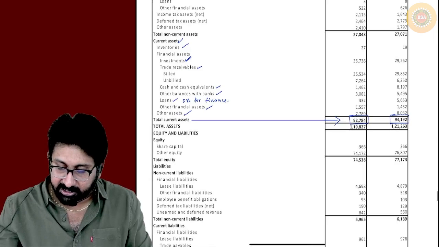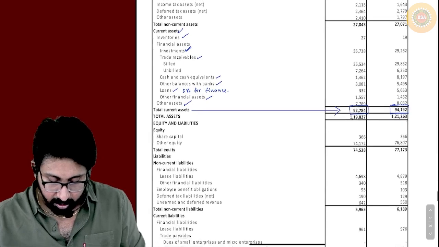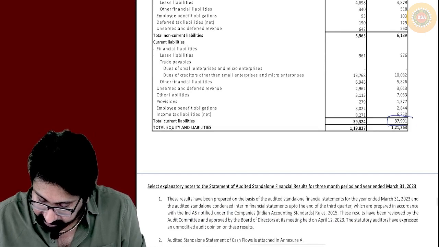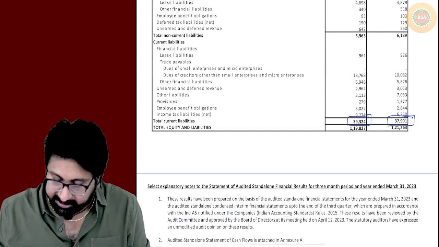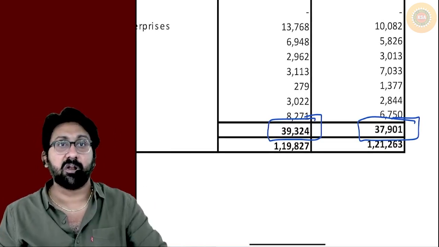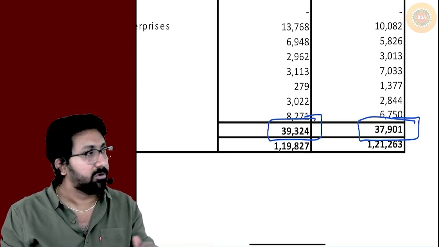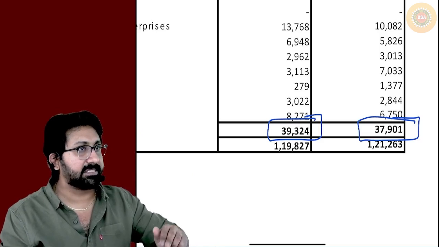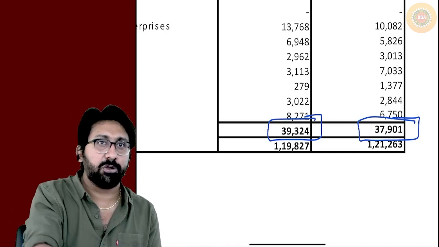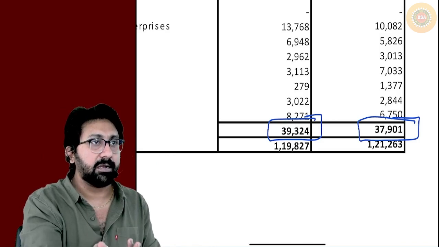Now, current assets total we have on hand: 94,192 and 92,784. Now tell me, what are the current liabilities? Tell the total. Directly they have given current liabilities. Tell me. 37,901 and 39,324. Current liabilities increased or not? Increased. Now you can make a comparison and tell whether, I can't tell performance, whether solvency has increased or reduced. We can judge using that. Correct or not, everyone? Shall we do that? Write down.